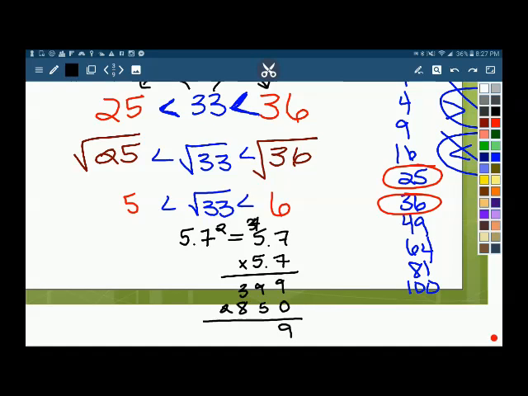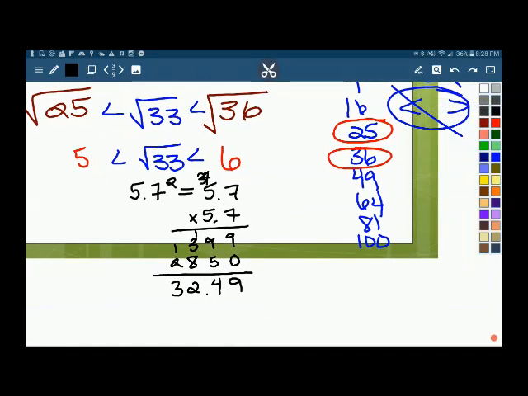So now I've got 0 plus 9. 9 plus 5 is 14. Carry the 1. I got 12 over there. Carry that 1. And then I see 2 decimals, 2 numbers to the right of the decimal. So I should put 2 numbers to the right of the decimal on the bottom. So I've got 32.49. So we're still a little bit below 33.